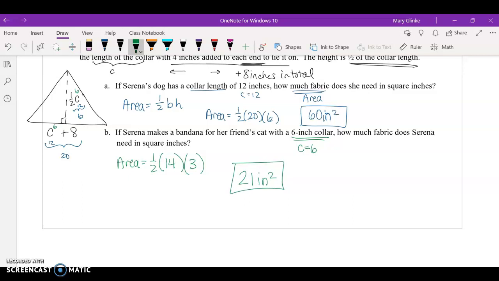So you also could have done this problem by multiplying C plus 8 and 1/2 of C. But again, you can just plug in the values and then use numbers instead as well.